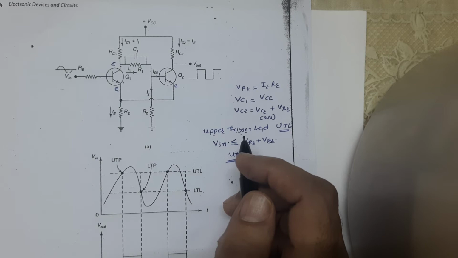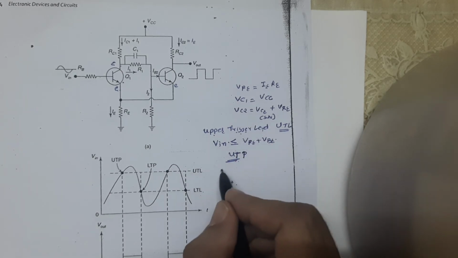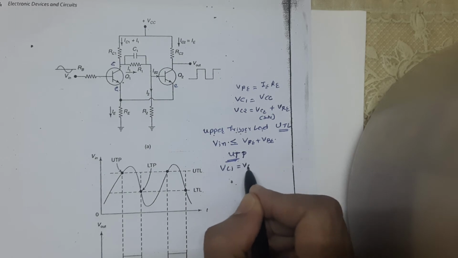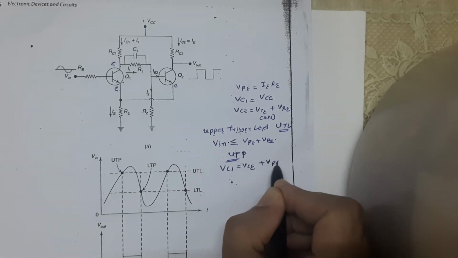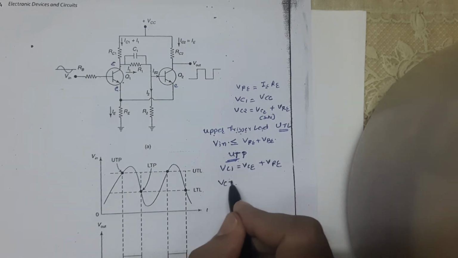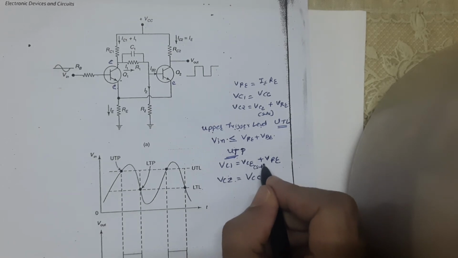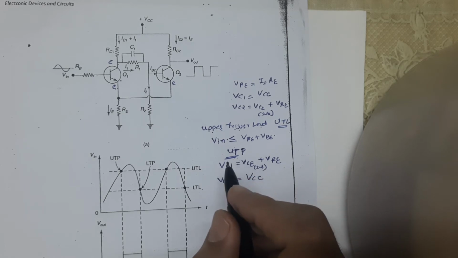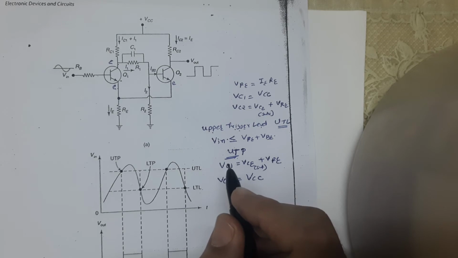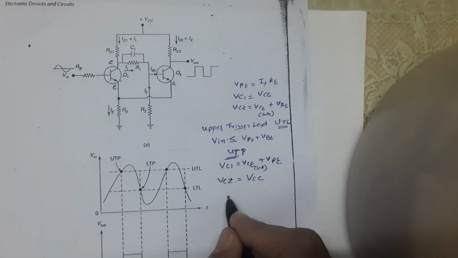This process continues till Q1 is driven into saturation and Q2 is cut off. At this instant, the collector voltage levels are Vc1 equal to Vce plus Vre, and Vc2 is equal to Vcc. This is your saturation. Transistor Q1 will continue to conduct till the input voltage crosses the lower trigger level.